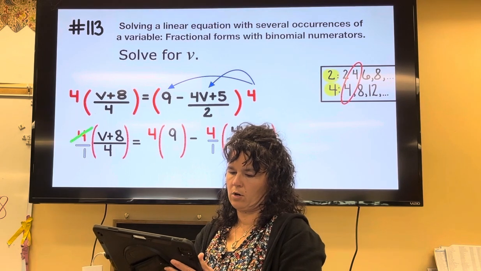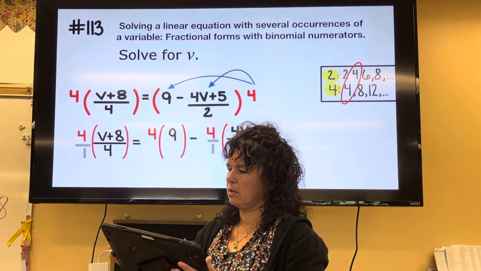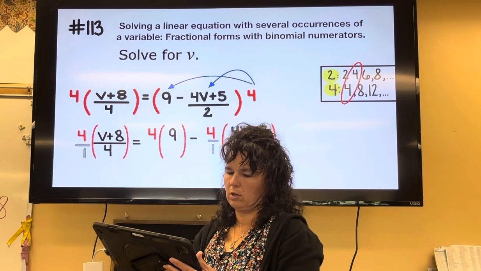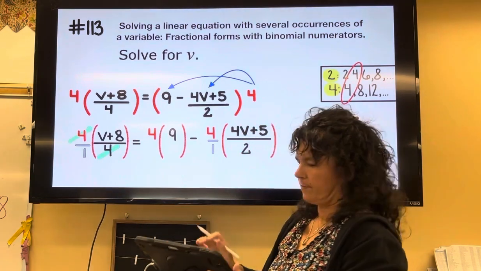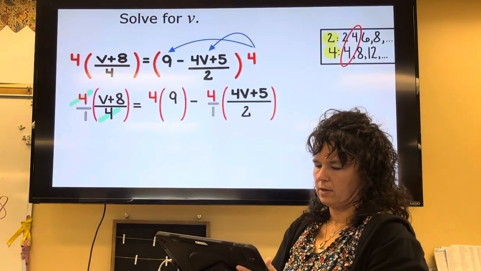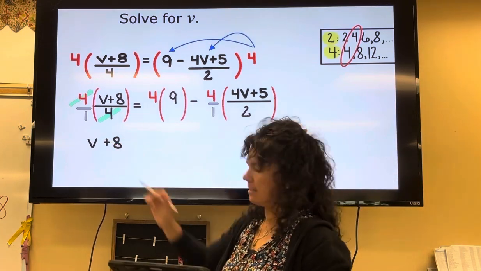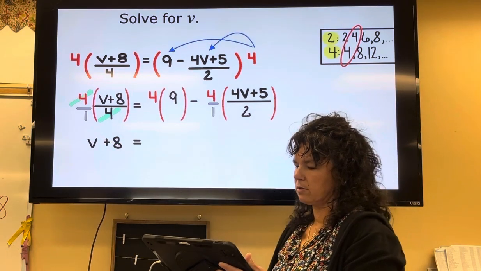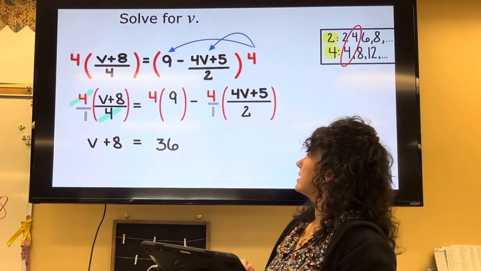Okay, so 4 canceled with 4. Actually, I'm gonna change that to a little lighter. So 4 canceled with 4. And we end up with v plus 8. And we have an equals. Then 4 multiplied by 9 is 36.